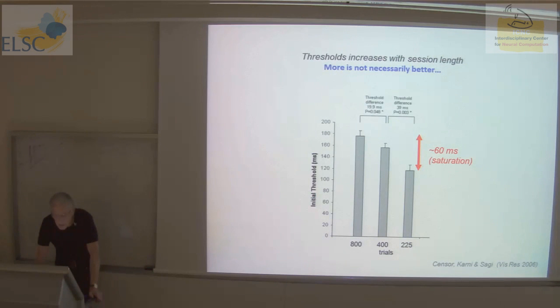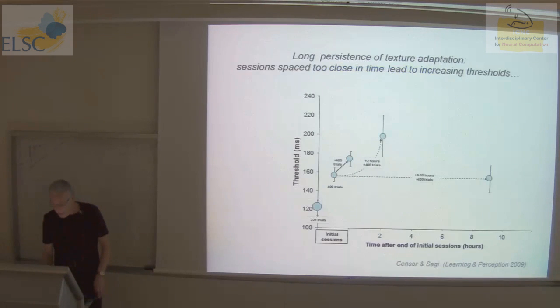I'll show some data later. So basically, if you have many trials, the threshold is high, 180 milliseconds. If you have a smaller number of trials, you do better. In fact, you end up today with a better threshold, 120 milliseconds. So there is some cost for repetition. So what we see is that there are two forces acting here. One is learning, another adaptation, and there is probably some competition between them.